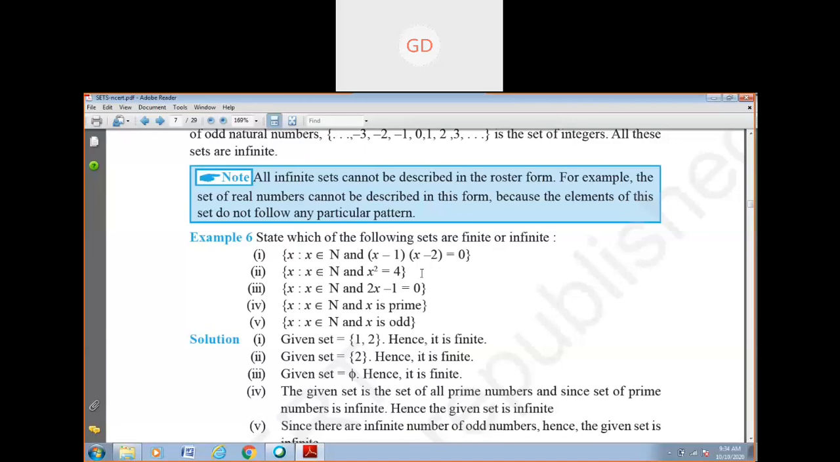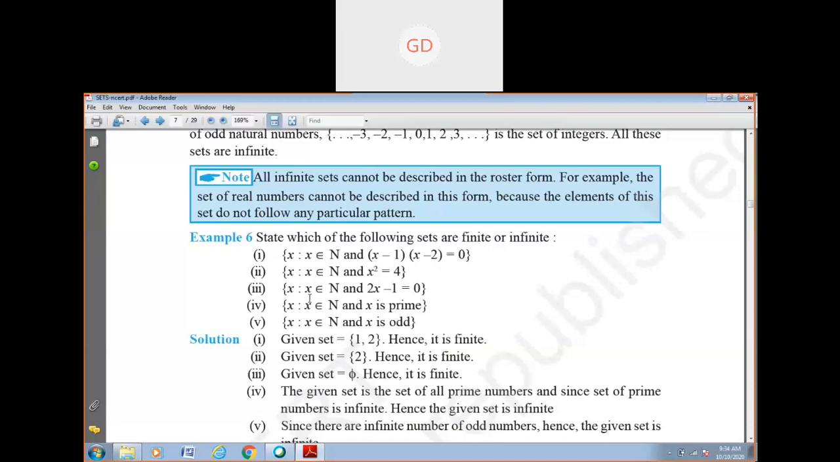So from the second condition, we are getting two values, minus 2 and 2. But in the first condition, it is mentioned x must be natural. So in this set, only one element is there, that is only 2, not minus 2. Similarly, only one element, so finite.